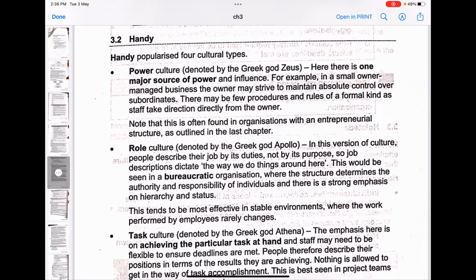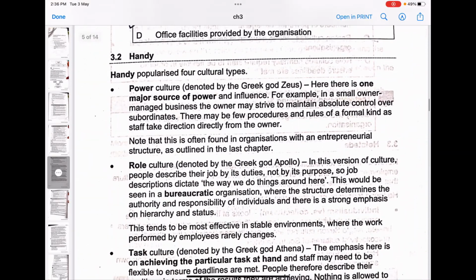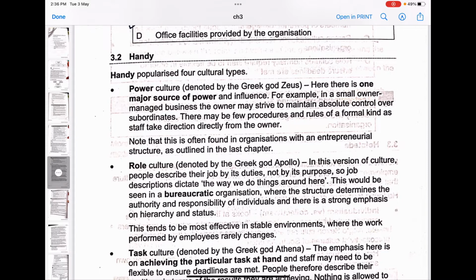Now we'll come to Handy. Handy popularized four cultural types. First one is the power culture, then we have role culture, task culture, and person culture. That is given by whom? Handy. So what does Handy mean by power culture? Power culture is denoted by the Greek god Zeus.